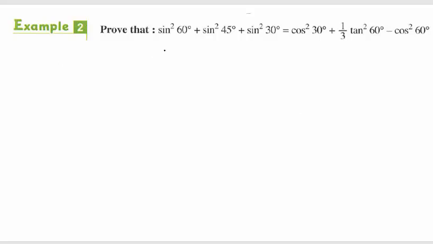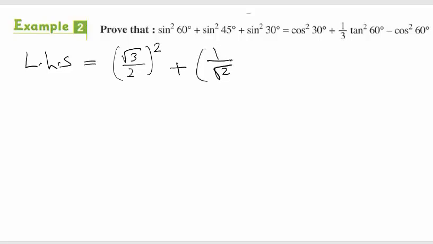First of all, I will start with my left hand side, so I will say that I am working now in the left hand side, LHS, which is sine squared 60. Its meaning is to find the value of sine 60, then raise it to the power of 2. So sine 60 is root 3 over 2 raised to the power of 2, plus sine squared 45, which is 1 over root 2 squared, plus sine squared 30, which is half raised to the power of 2.